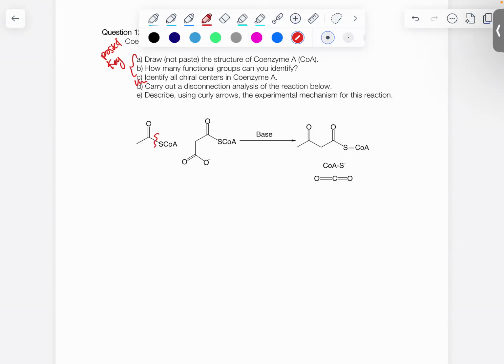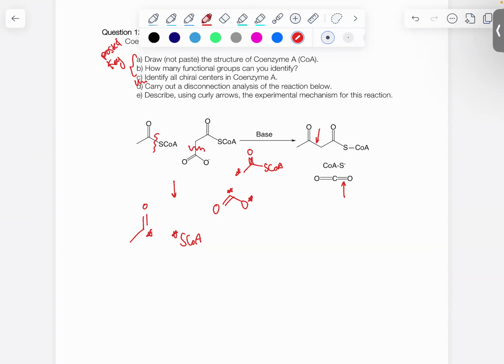But disconnection analysis, we'll see that this S-CoA is broken off, and we lose this as a decarboxylation. So when we draw out our asterisk species, we get all of these. And then pointing to those newly formed bonds, we get these.